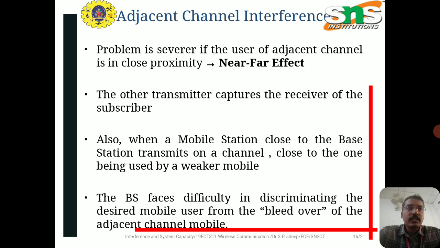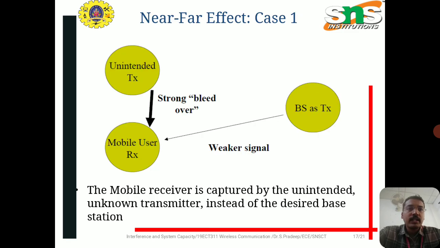The problem is severe if the user of the adjacent channel is in close proximity, that is the near-far effect. The other transmitter captures the receiver of the subscriber. Also, when a mobile station close to the base station transmits on a channel close to the one being used by a weaker mobile, the BS faces difficulty in discriminating the desired mobile user from the bleed over of the adjacent channel mobile. The near-far effect is shown in this figure. The mobile receiver is captured by the unintended transmitter instead of the desired base station.